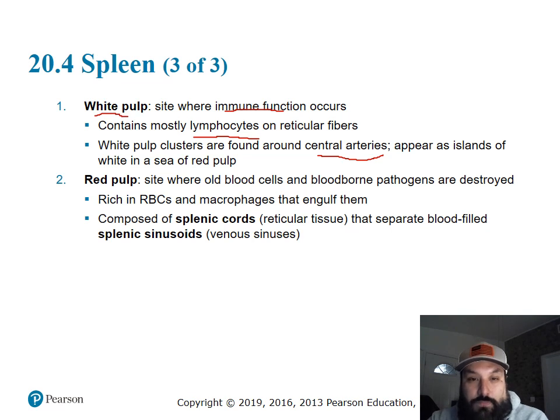And red pulp is an area in the spleen where you're going to find old red blood cells and old white blood cells. And this is where the destruction of those and pathogens happens, right? So those macrophages, in fact, are found there in good amounts. And this is where we're going to destroy not only the old blood cells, but the pathogens as well.